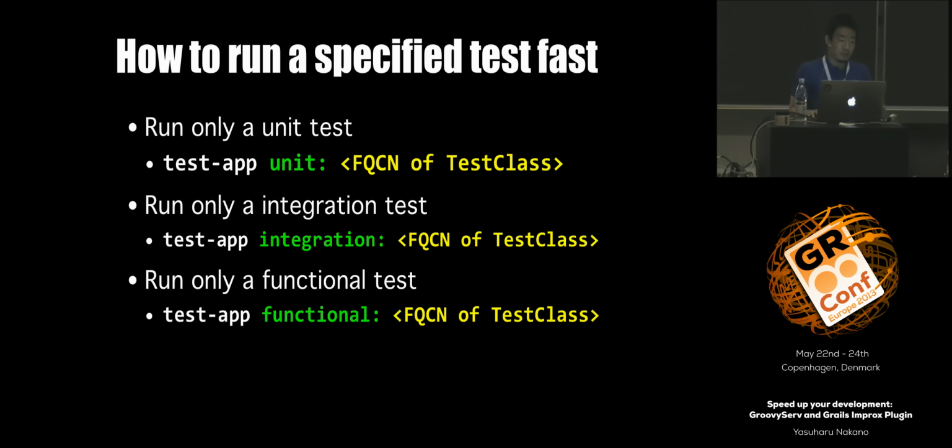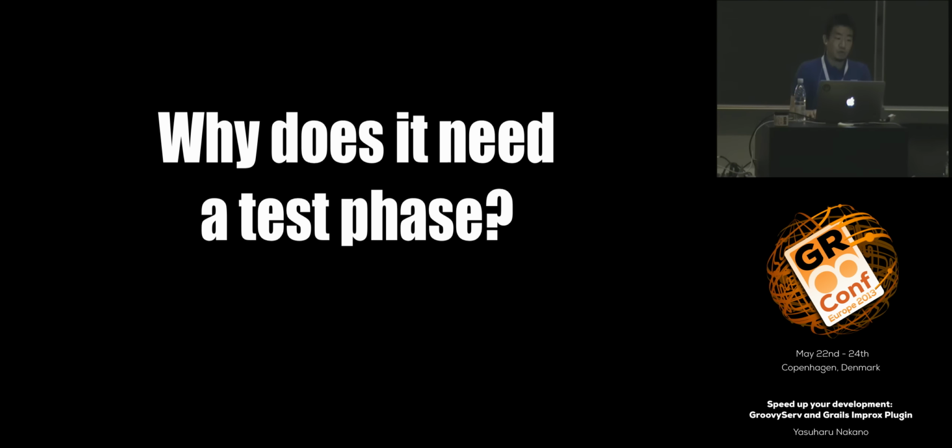The second point is specifying a test phase. This is the green text. Unit, integration, and functional are called test phases. They are mapped to the names of directories in the test directory. It is clear that specifying the target test class name is effective for performance.